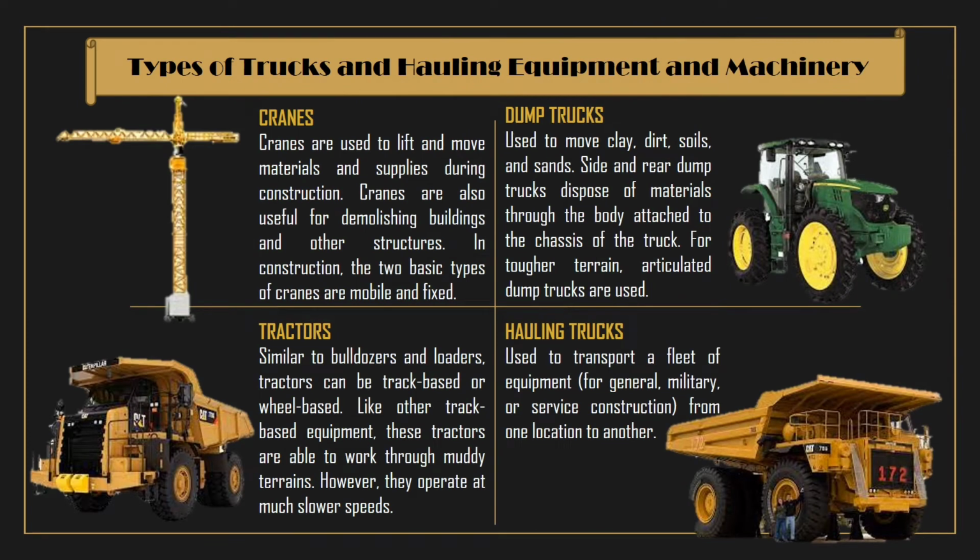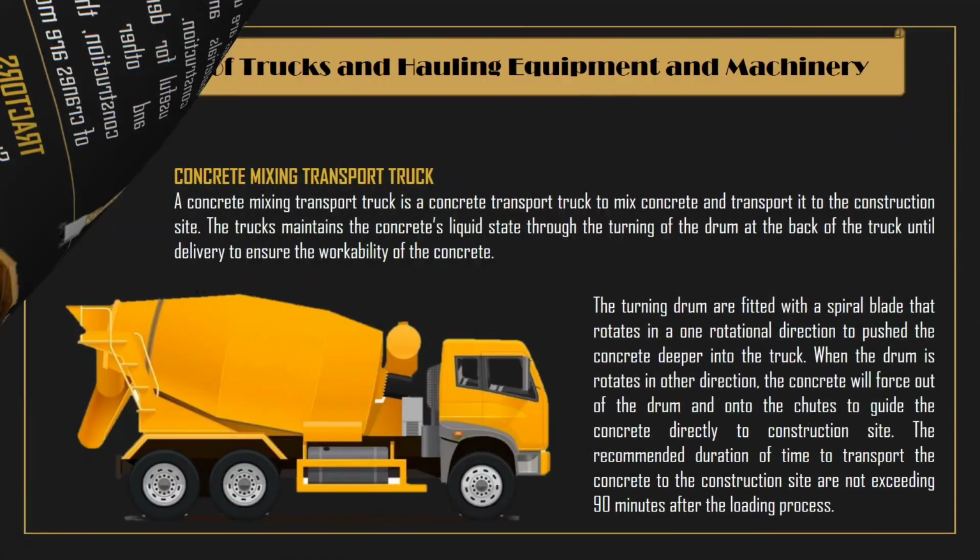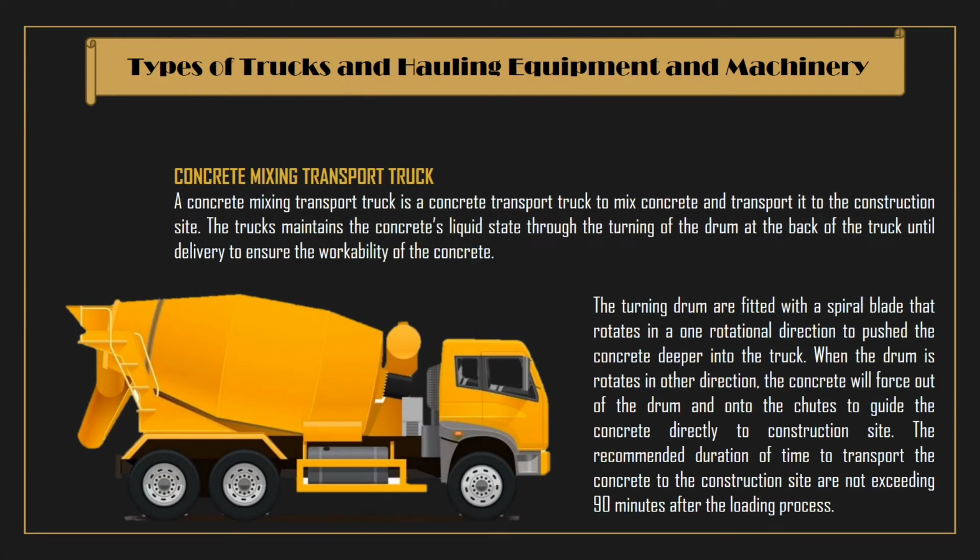Types of truck and hauling equipment and machinery. The first one is the crane. It is used to lift and move materials and supplies during construction. The second one is dump trucks, used to move clay, dirt, soils, and sands. The third one is tractors. They are similar to bulldozers and loaders. Tractors can be track-based or wheel-based. The fourth one is hauling trucks, used to transport a fleet of equipment or service construction from one location to another. The fifth one is the concrete mixing transport truck. It is a truck used to mix concrete and transport it to the construction site.